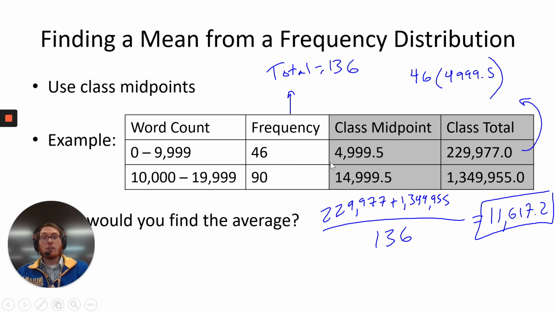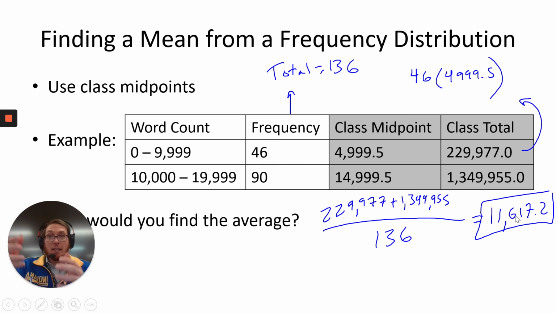Then, to find the class total, you just take the frequency times the midpoint, that's the total. Frequency 90 times the midpoint, find the total. Once you do that, you add them together. So you take the two class totals, add them together, but then the mistake that students make is they try to divide by 2 because they say, oh, there's 2 groups. It's divide by the frequency, and the frequency in this case is 136. So you're going to have to divide by 136 in order to find that answer.